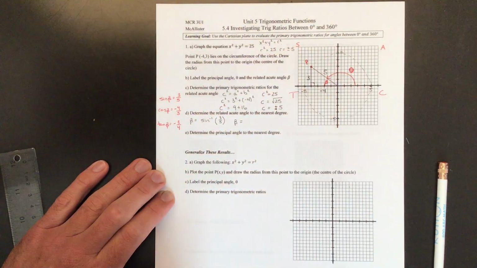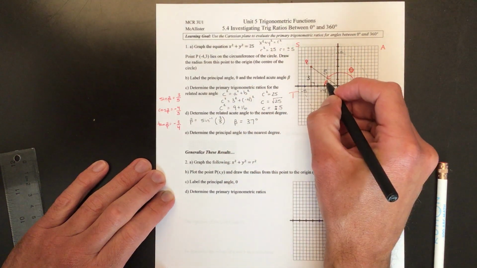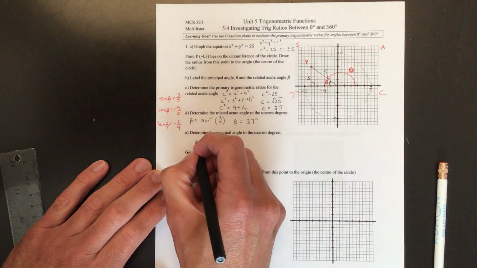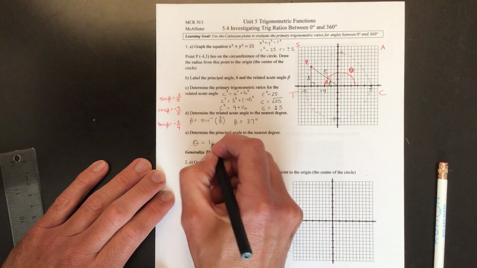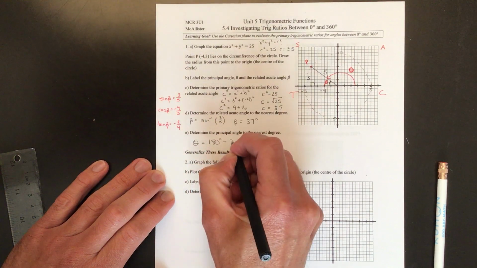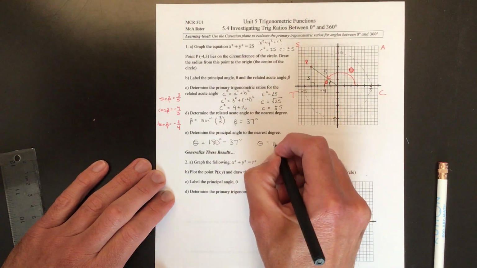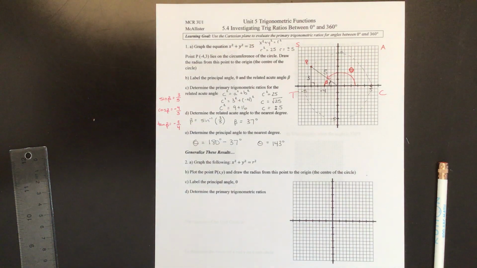And when I do that, I get an acute angle of 37 degrees. So my angle here is 37. Now to get the principal angle, because I'm in quadrant 2, I'm going to do 180 subtract 37. And when I do that, my principal angle is 143. So to find the principal angle, you always need to find your acute angle first, and then once you have the acute angle, you can then determine the principal angle.